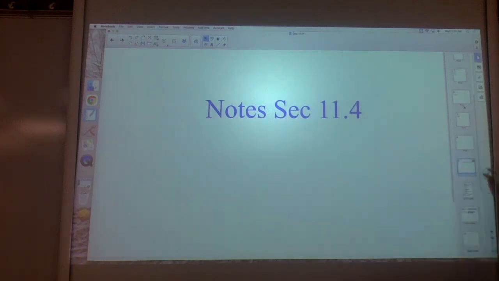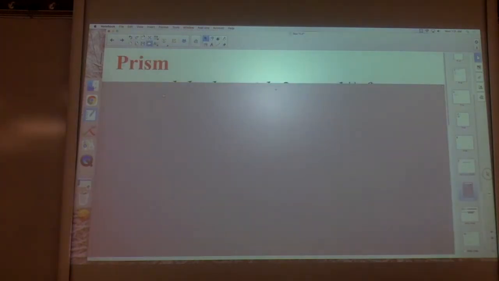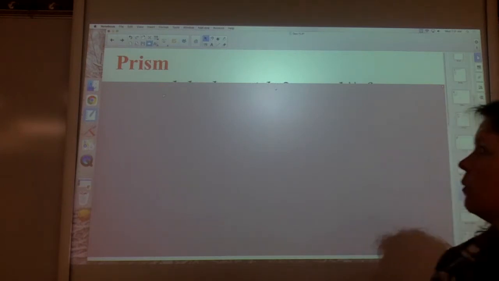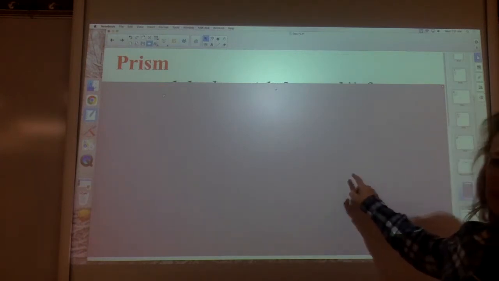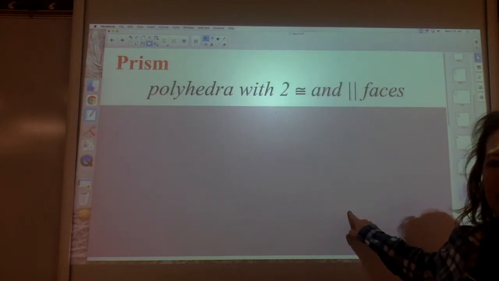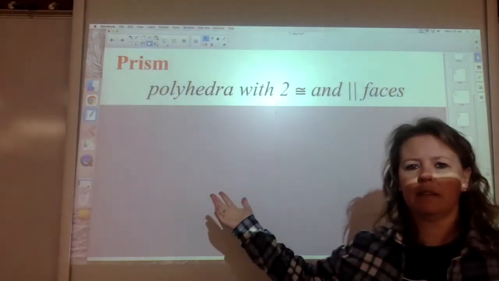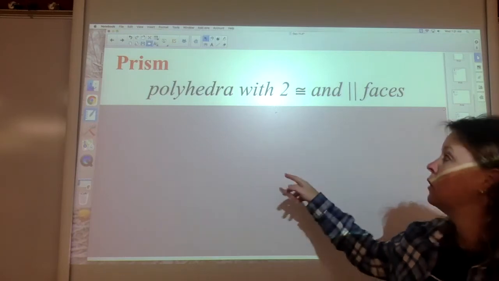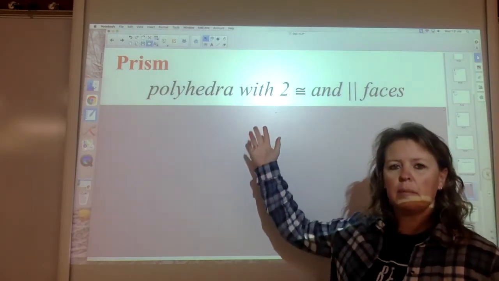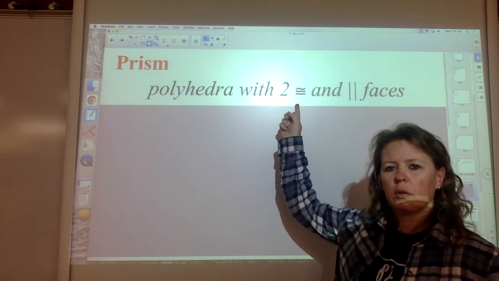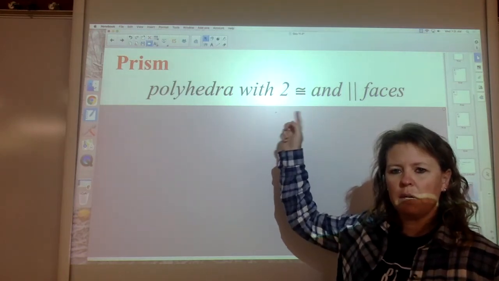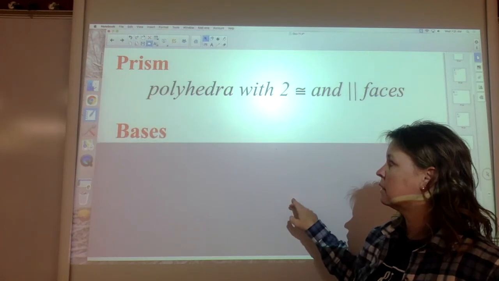Notes for section 11.4. We've got a bunch of vocabulary, starting with a prism. Again, I'm not going to give you enough time to write these all down, but you can pause it. A prism is a polyhedra, and polyhedra is just a fancy name for a three-dimensional shape with many sides. So a prism is a polyhedra with two congruent and parallel faces. They have to be congruent and parallel faces.